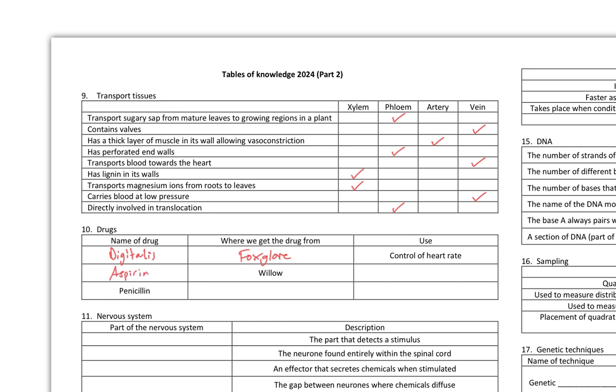Aspirin comes from willow, and that's a painkiller. Also used for other things, but in an exam, call it a painkiller. Penicillin, this comes from a mold. It's a fungus, so mold stroke fungus. And its use is an antibiotic. Be careful with antibiotic, antigen, antibody.